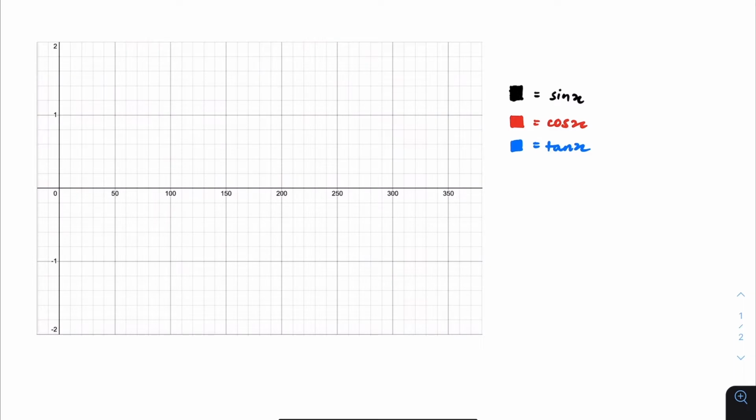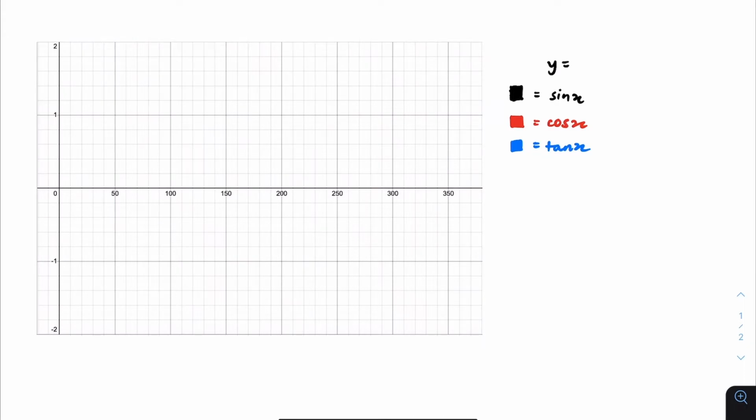So I'm going to do those in different colors. And basically, when you put in a value of x, it'll give you a corresponding y value. So you can think of this as y equals. So y equals sine x, y equals cos x, and y equals tan x. So they're functions. So we'll start with sine x. So this refers back to the unit circle video. So if you haven't watched that already, I recommend you go watch it. So y equals sine x.